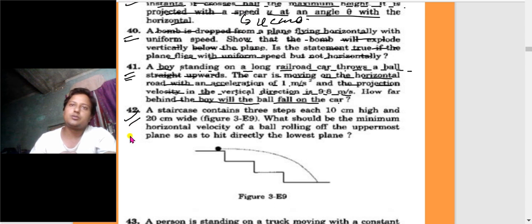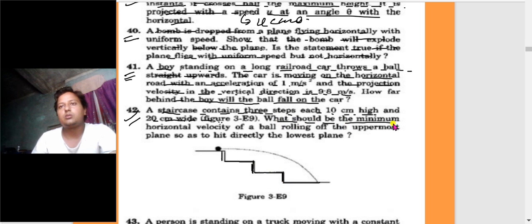Now in question number 42, a staircase contains 3 steps, each 10 cm high and 20 cm wide. What will be the minimum horizontal speed? Let the minimum speed be v, so that it hits directly the lowest plane. There may be different possibilities of throwing.